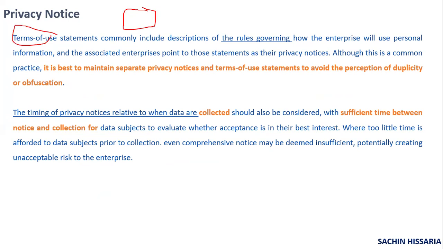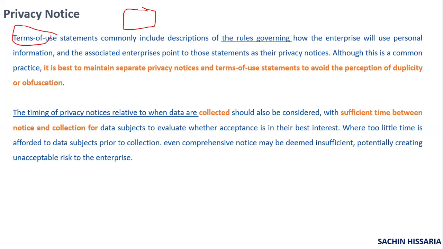But if I tell you what is a good practice: always maintain a separate privacy notice. Don't merge the privacy notice along with the terms of use. Suppose you are going for an audit and the client says that their privacy notice related requirements are included in the terms of use. As an auditor, you need to suggest to them: boss, don't do this. Please document a separate privacy notice and terms of use.